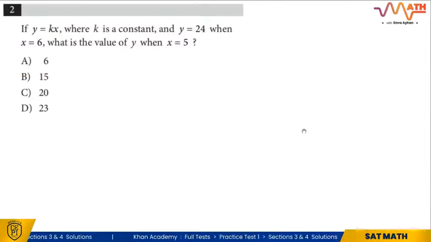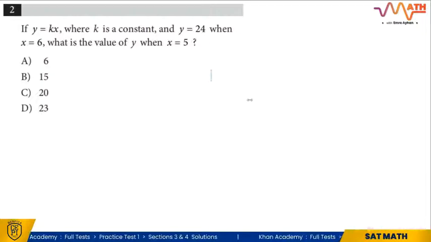Second question. If y is equal to kx, where k is a constant and y is equal to 24 when x is 6, what's the value of y when x is 5? So here y over x will be a constant number, like proportions.